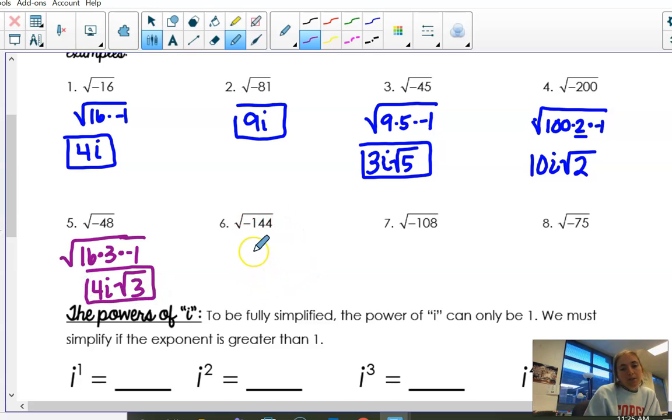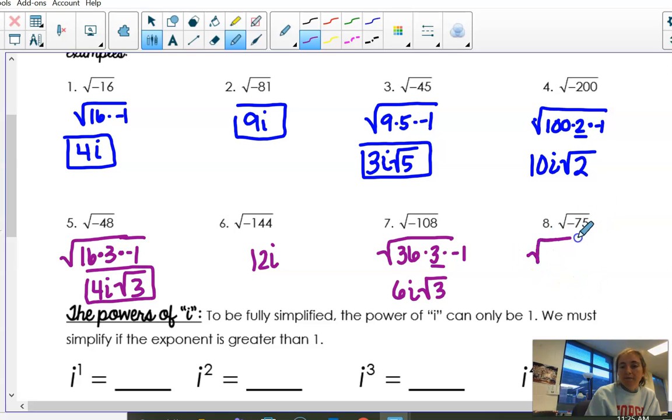The square root of -144 is going to be 12i. The square root of -108. 36 is the largest perfect square that goes into 108. The square root of 36 is 6. The square root of 3 can't be simplified. The square root of -1 is i. So this is 6i times the square root of 3. The square root of -75. 75 is 25 times 3, and then times -1 for the negative part. So this is 5i times the square root of 3.